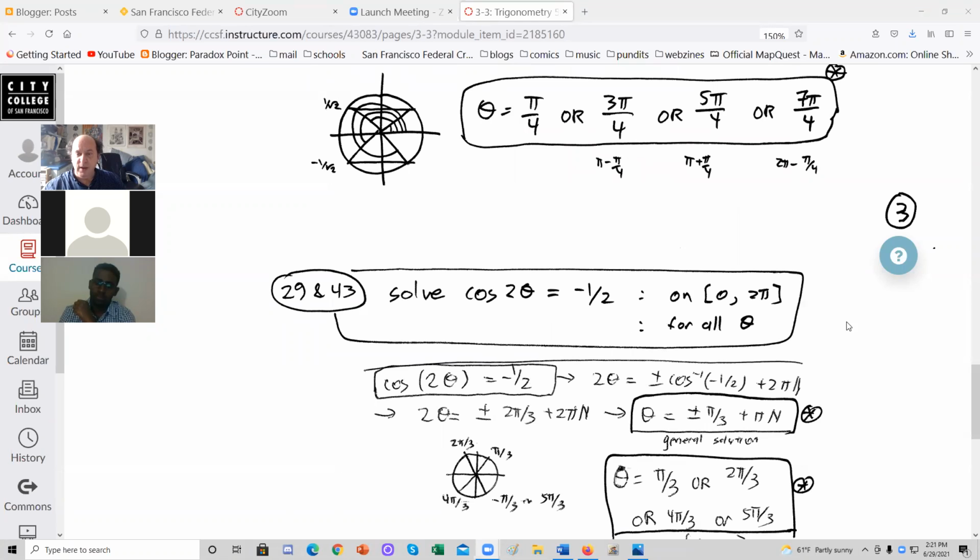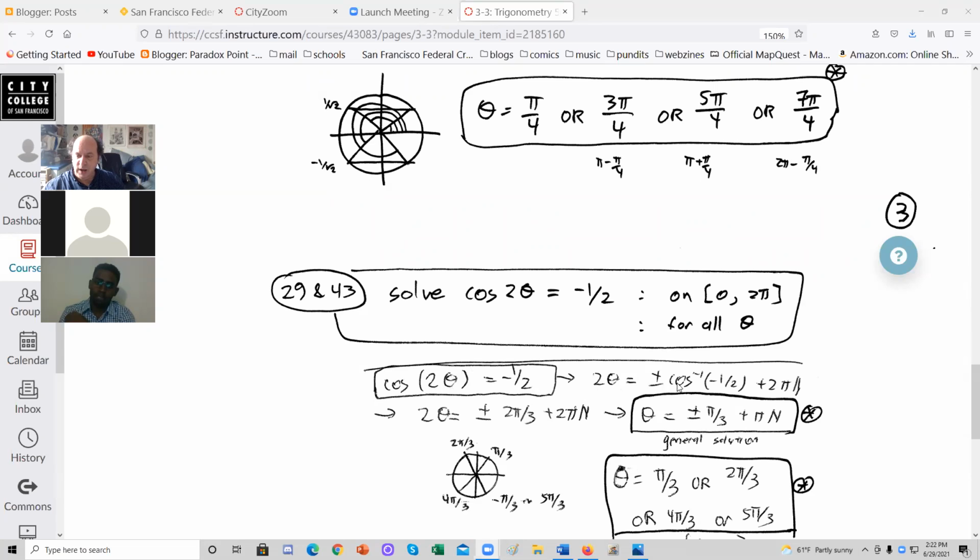Now here we have solution on the unit circle and the general solution for all theta. Solve cosine 2 theta is -1/2. Now this 2 theta makes things a little more complicated. You'll actually want to get the general solution for 2 theta and then divide by 2. Okay, cosine 2 theta is -1/2.